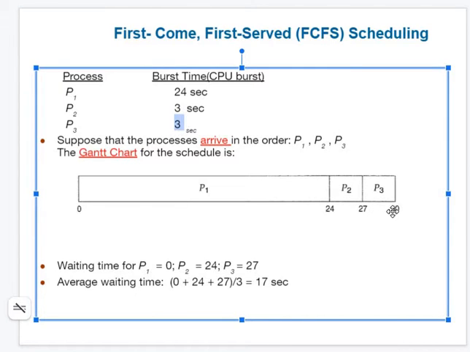So 27 plus 3, 30. So I will take it up to 30. I will put a vertical line. If there is an extra line, I will remove it. Hope it is clear now.